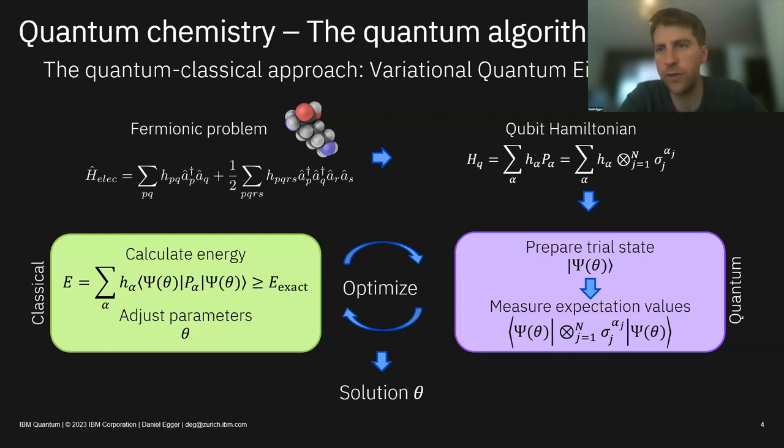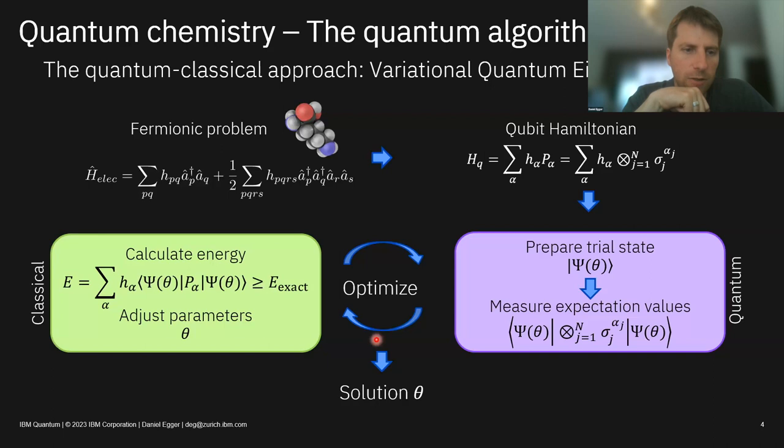The reason why you need this encoding is simply because qubits have different statistics than the electrons that you have in these fermionic problems. You can use various mappings like Jordan-Wigner, Bravyi-Kitaev, and so on. This will give you a qubit Hamiltonian, which is essentially a sum of Pauli operators with different weights. Now the task is to minimize the energy of this Hamiltonian. We want to find a trial state, psi of theta, a parameterized quantum circuit that minimizes the energy.